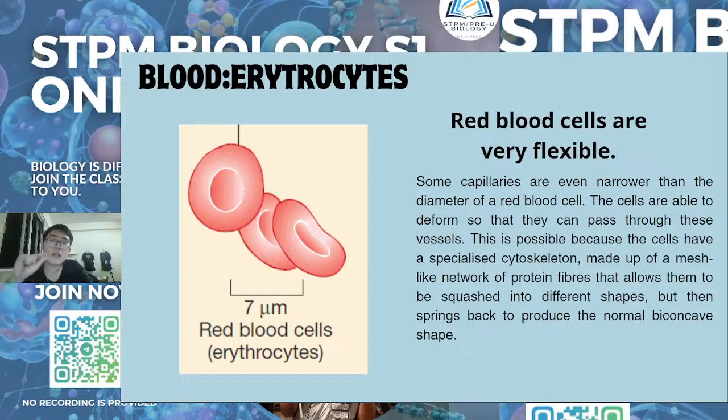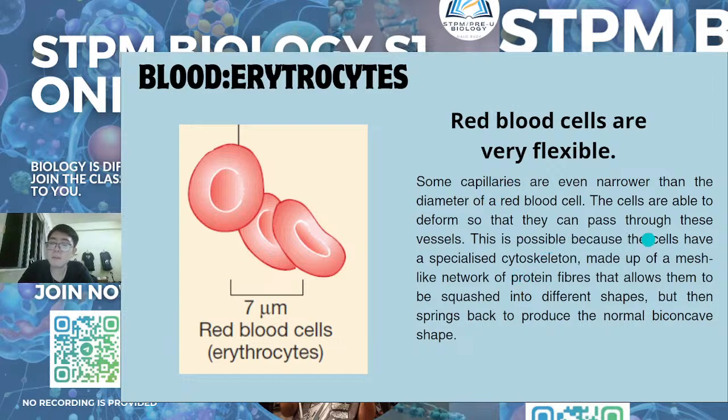So normally when it is very narrow, maksudnya kalau red blood cell dia tak boleh fleksibel, maksudnya dia akan sangkut dekat sana. Dia tak boleh bergerak lah, dia akan sangkut dekat sana. So if it is fleksibel, dia boleh ubah shape dia. Dia boleh jadi sempit sikit, dia boleh bergerak lah, so it can pass through this capillary vessel.